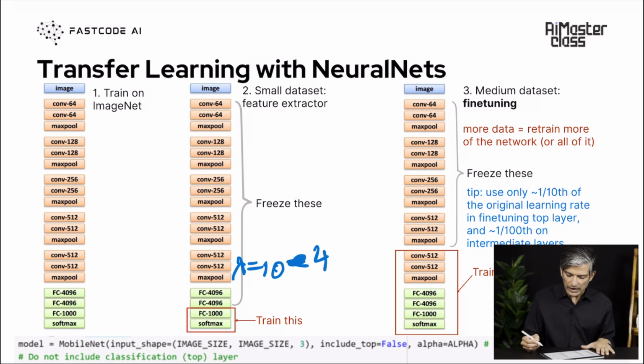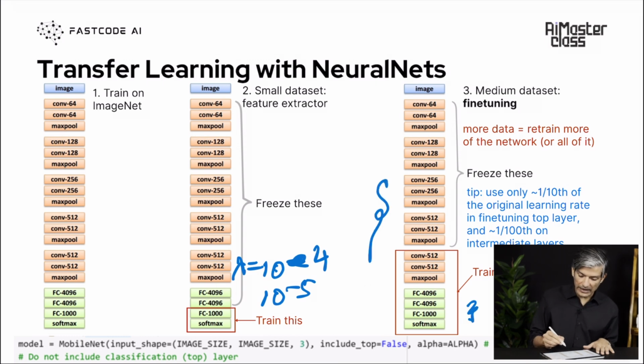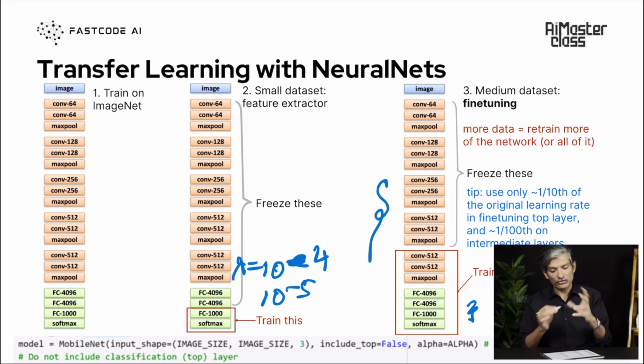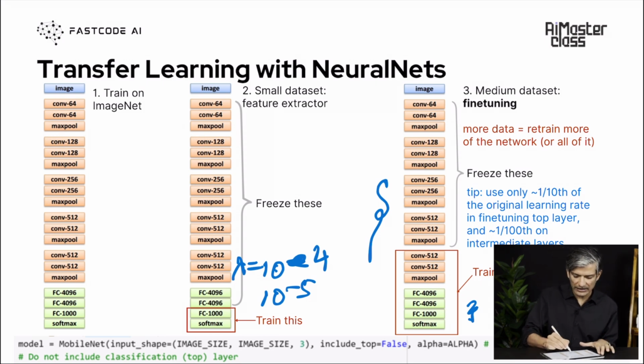What you would do is you would only use, let's say, 1 by 10 of this, which is 10 to the power minus 5, to train, let's say, the last layer. And if you did decide to train the remaining part of it, you would use maybe something even lesser, because you don't want it to change too much, right? So you would maybe use 10 to the power minus 6.